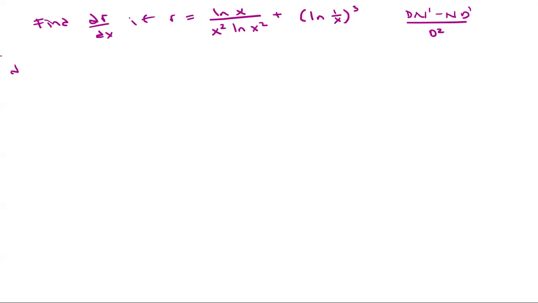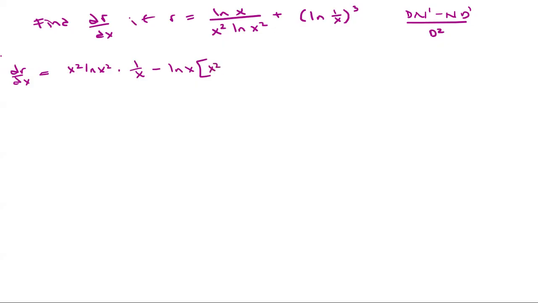So in this case, we're going to have dr dx is equal to the denominator, which is going to be x squared ln of x squared. Again, this is just one way. You could have done it a different way, and that's totally fine, as long as the steps you took are correct. So the denominator times the numerator derivative, that's going to be ln of x, which is going to be 1 over x, minus the numerator, which is going to be ln of x. And then you have to take the derivative of the denominator, so you need to use the product rule on this.